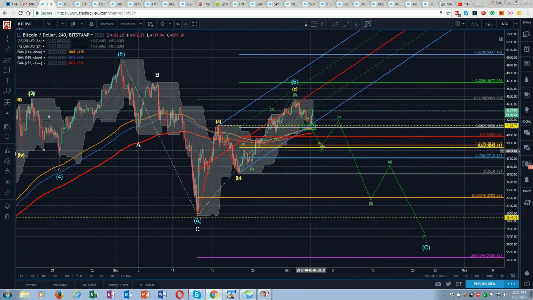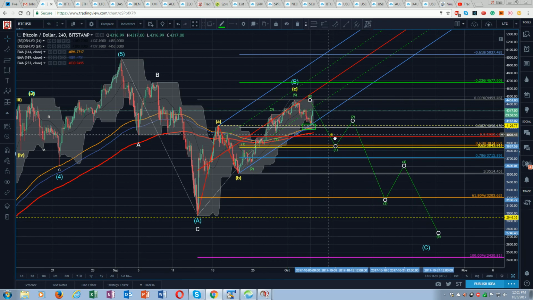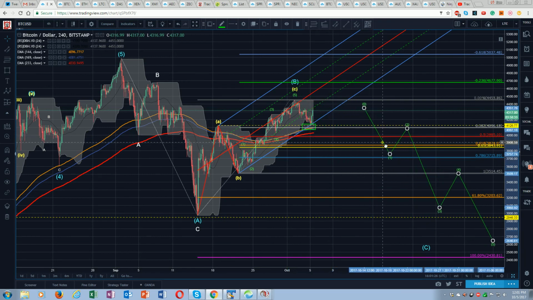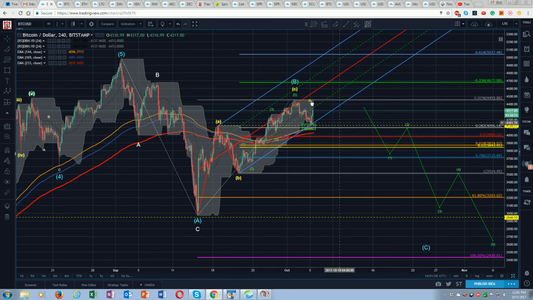Well, what we're looking for is any evidence that we've gone into some sort of impulsive or diagonal structure, and looking for a way to break it down in fives and see, okay, is that potentially an A wave or a 1 wave? Are we now going impulsive? Well, we can look here.